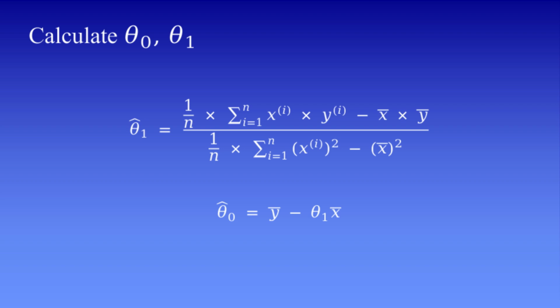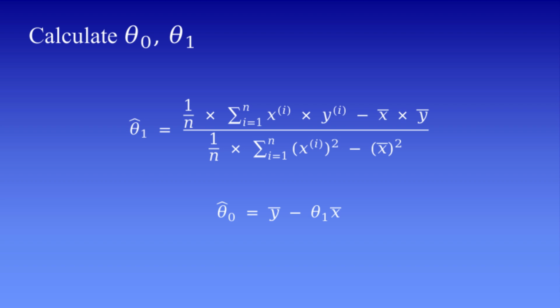The purpose of θ0 is to adjust the position of the line so that it best fits the data overall. It ensures that the regression line passes through the central point of the dataset. Now, if we think about it intuitively, θ1 controls the tilt of the line, whether it rises or falls and how steep it is. θ0 controls where the line starts on the y-axis. Together, these two parameters completely define the regression line.